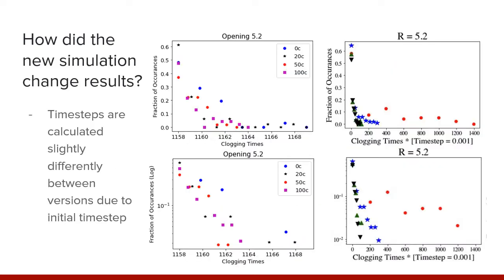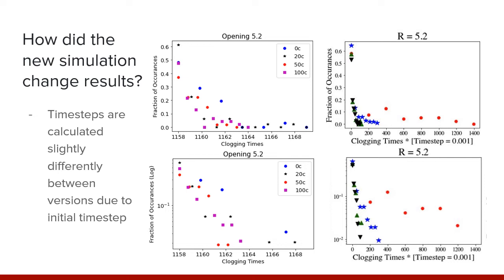So how did the new simulation change results? The new data is on the left and the earlier data is on the right, courtesy of Faisal. The time steps are computed slightly differently since there is an initial time step in the new simulation. However, these graphs are still comparable. As you can see, the new data does take the form of an exponential, while not as steep as the earlier graphs. In the new data, fewer runs were completed, so the tail has not been completely filled out.